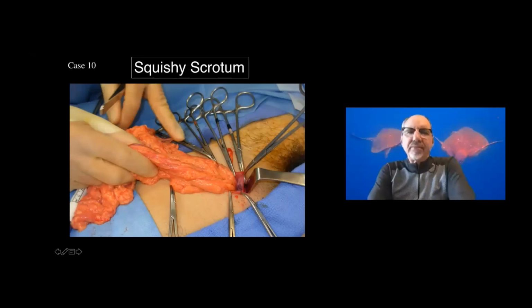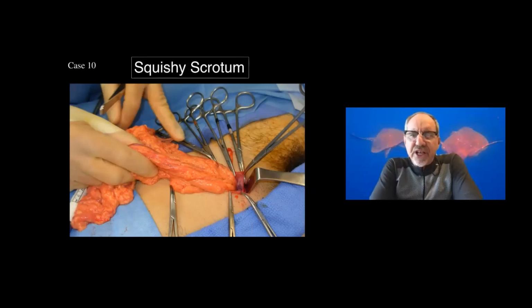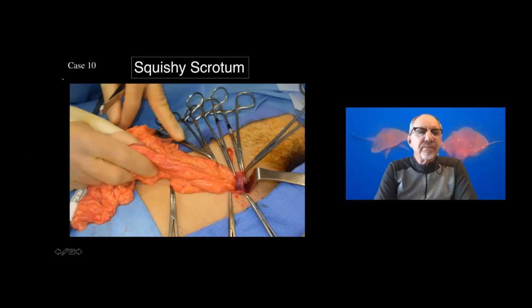Okay, this is a teenager and you find some squishy stuff in the scrotum on your examination. And then he goes to the operating room. What is the least likely thing you would see in a hernia? I'm going to give you the answer. This is omentum in his hernia. But what's the least likely thing you would see?